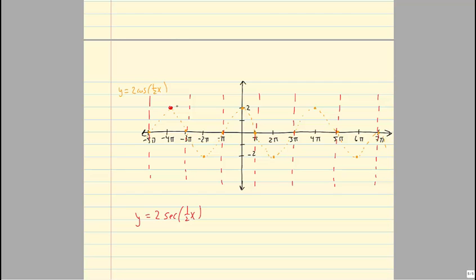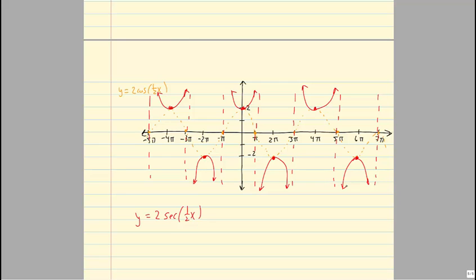And then off of the maximum points, I have the horseshoe shape again that's opening up, and off of the minimum points, they're opening down. And this would be the graph of 2 times the secant of 1/2 x.